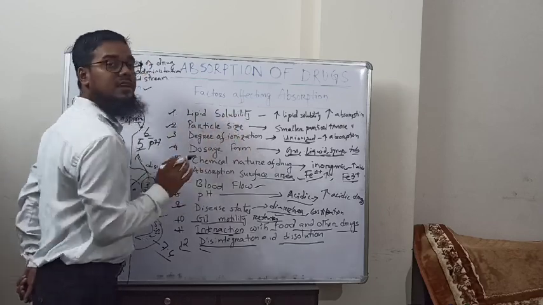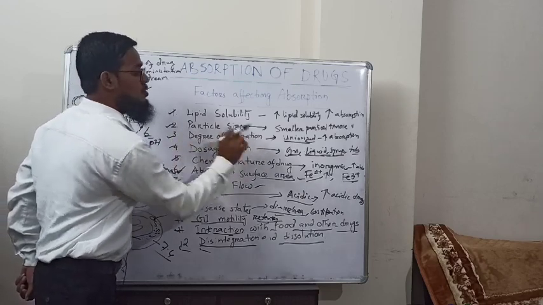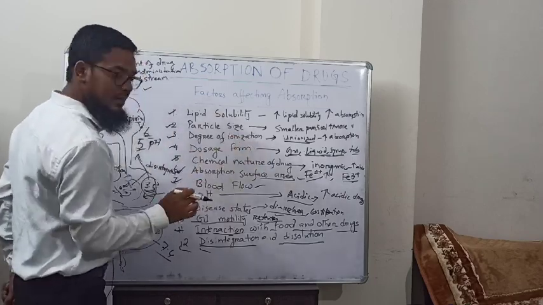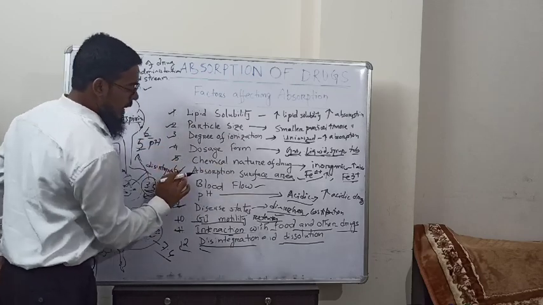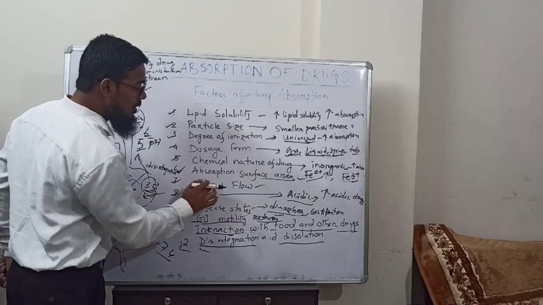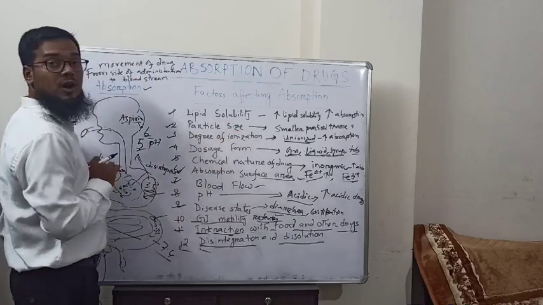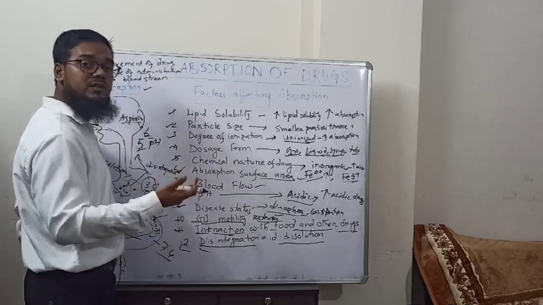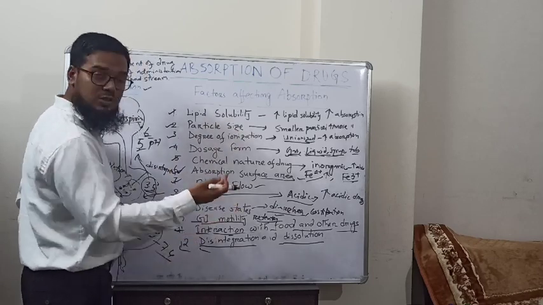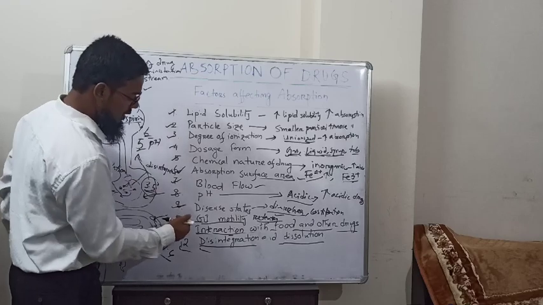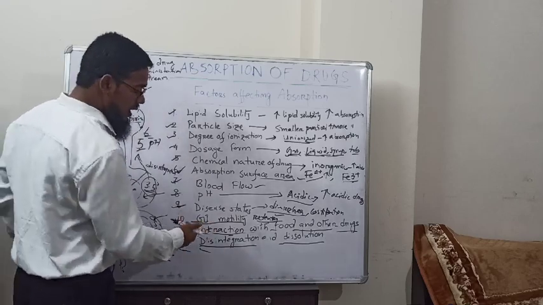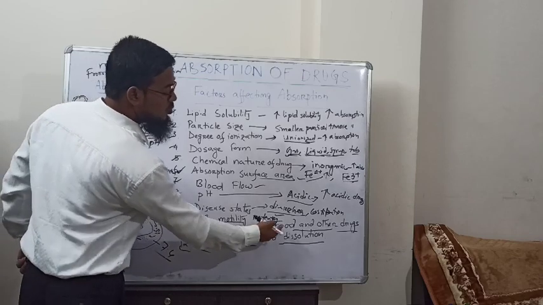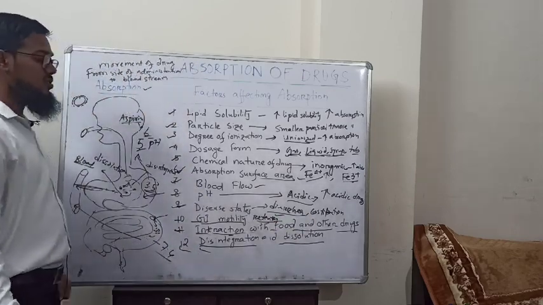lipid solubility, then particle size of the drug, degree of ionization of the drug, then dosage form, whether the drug is in solid, liquid or gaseous form, chemical nature of the drug, absorption surface area, blood flow to that area, pH of the area, then disease state. If anyone suffers from diseases like diarrhea, constipation, cirrhosis or acidity, then GIT motility, how much motility your stomach and intestine have, interaction with food and other drugs, and the last point is disintegration and dissolution.